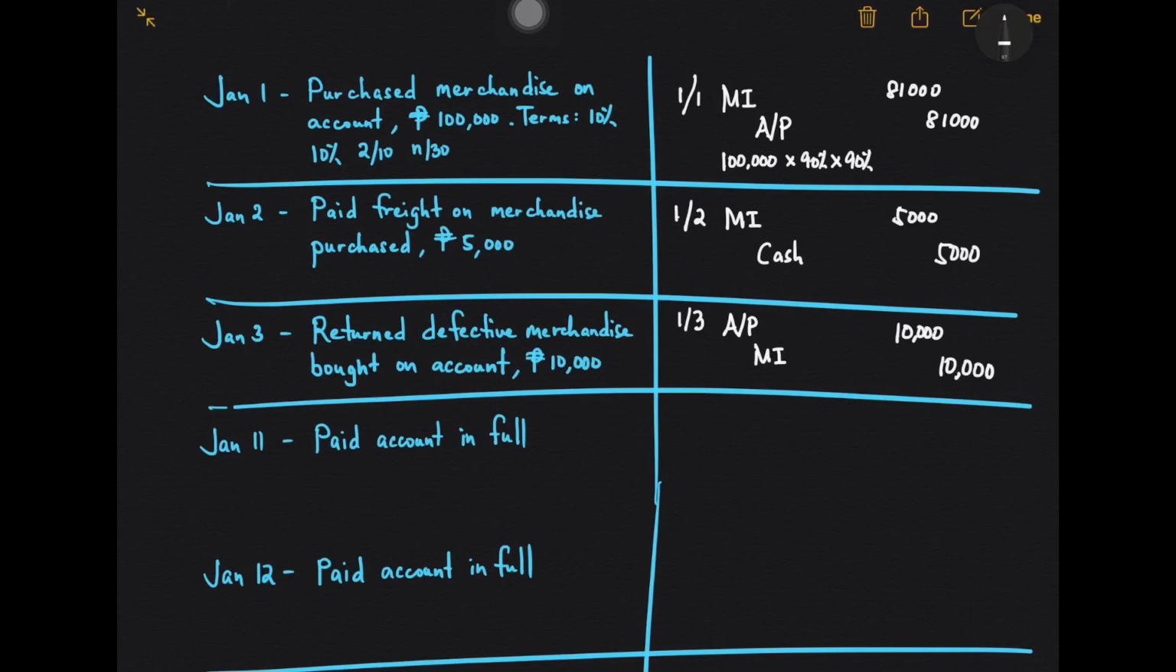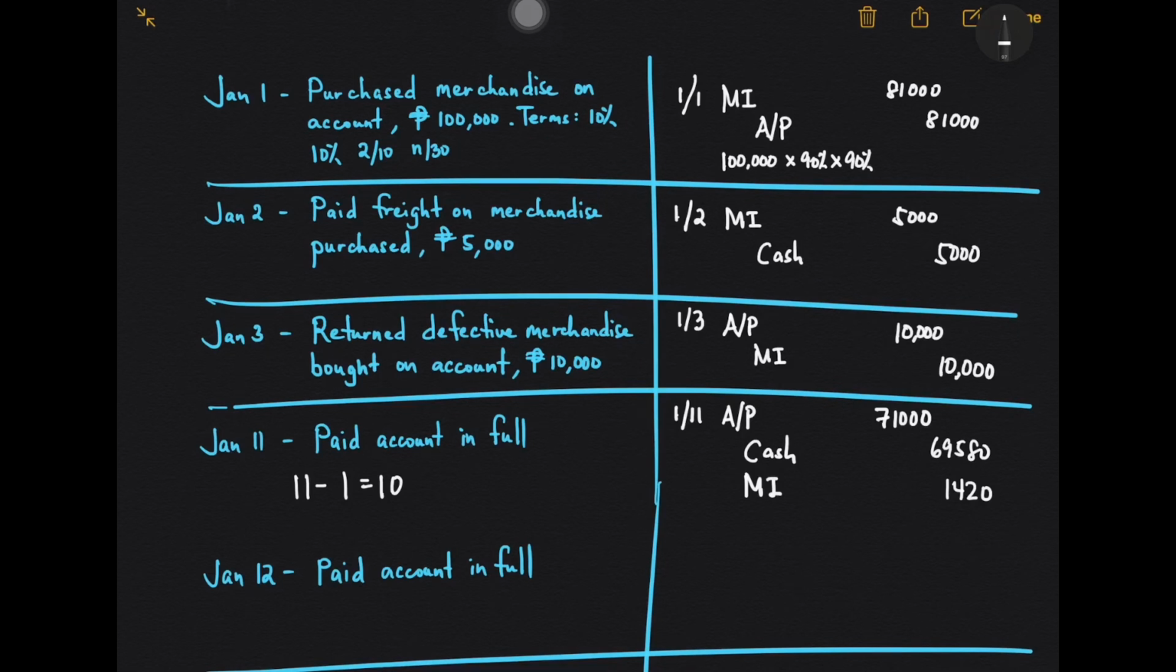Next, paid account in full on January 11. So 11 minus 1 equals 10. You are able to pay within the discount period, so you get the purchase discount. But instead of using the account title purchase discount, you will use merchandise inventory. So on January 11, debit accounts payable. You have 71,000 debt remaining. Then you will credit cash. Then you will credit merchandise inventory instead of purchase discount. To compute the discount, get the initial amount of the obligation minus the returns. So you have 71,000 times the applicable rate, so 2%. The answer is 1,420, leaving you with 69,580 to pay.